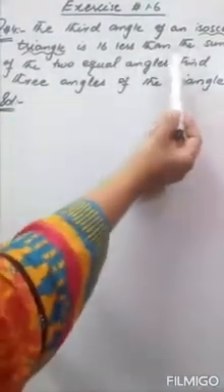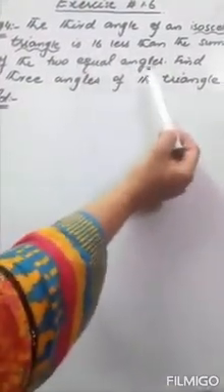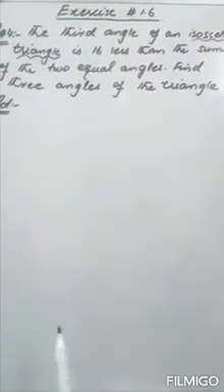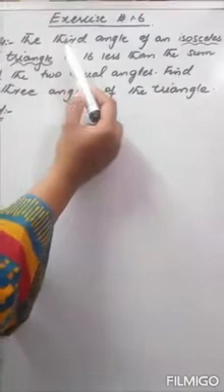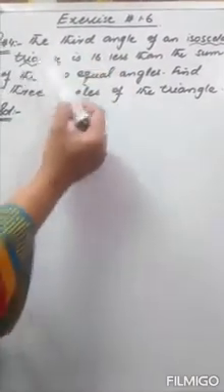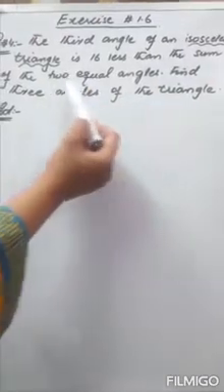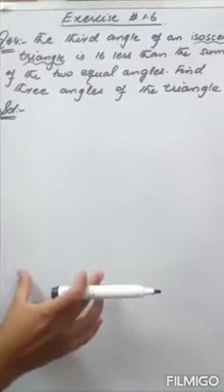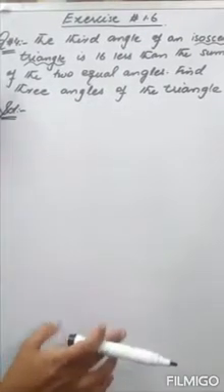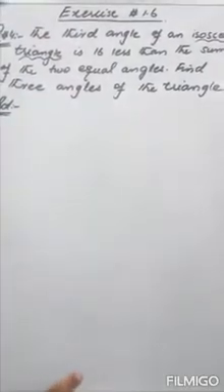So the statement is that the third angle of an isosceles triangle is 16 less than the sum of the two equal angles. Find the three angles of the triangle. Meaning we have two base angles which are equal, and the third angle is equal to 16 less than the sum of these equal angles.